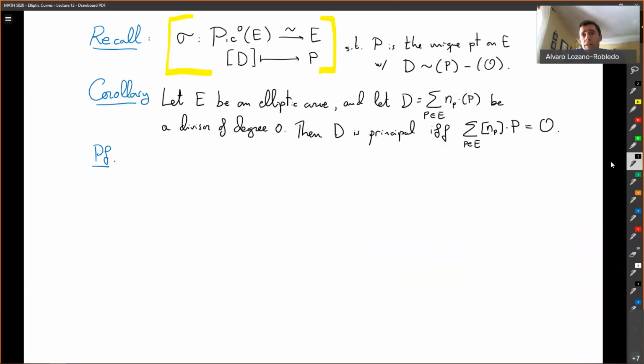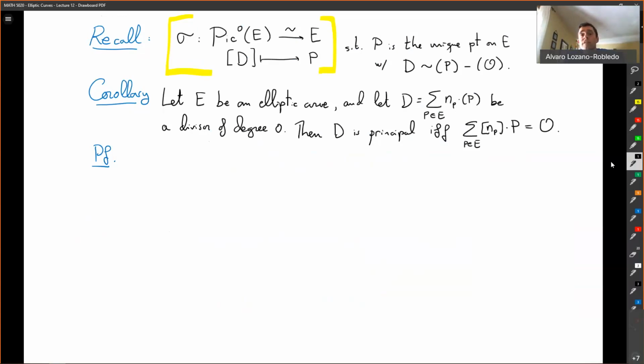Okay, there was such a map that we proved, and we used that to compare the group structure between Picard and E. All right, so what we're going to do today, first, I'm going to prove something that is actually quite a natural question, which is, suppose you have an elliptic curve and you have a divisor of degree 0. We know the principal divisors have degree 0.